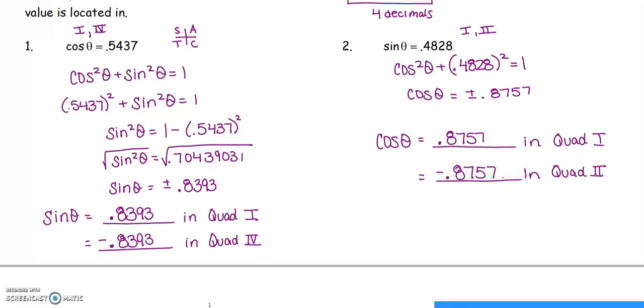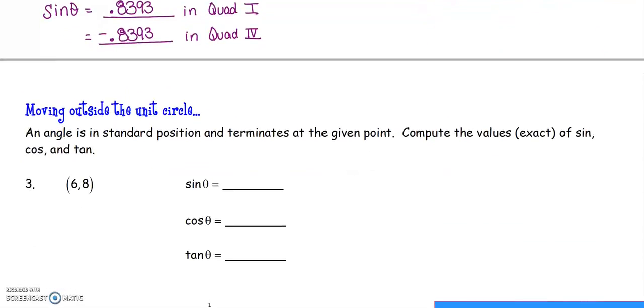All right, so the work that I've shown here for number 2, that's the work that I would expect to see on your homework and also on your quizzes and your tests. Let's go ahead and flip it on over.